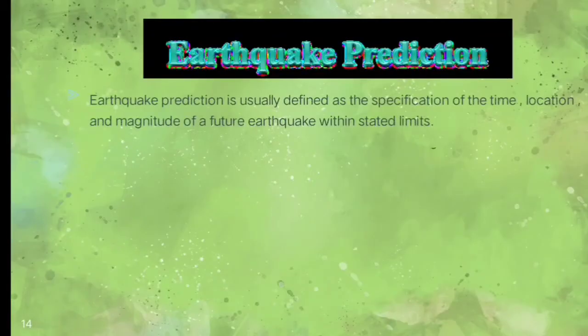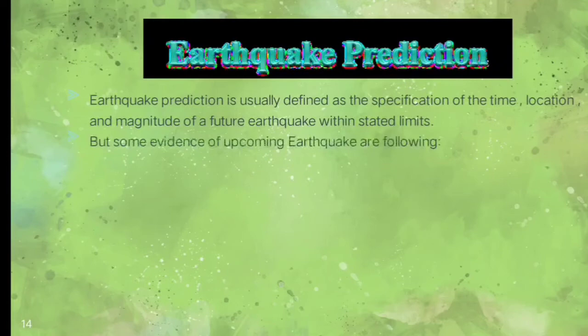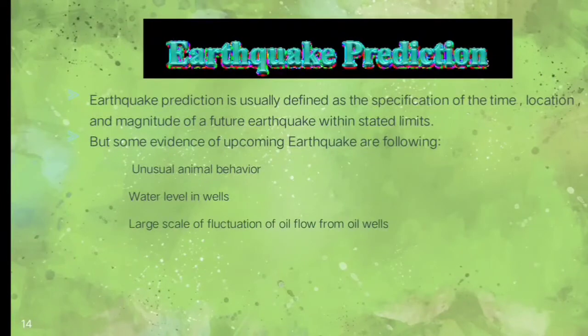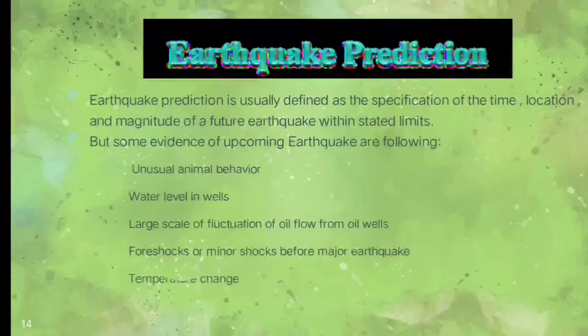Earthquake prediction. We could somehow predict the earthquakes on seeing some abnormal activities of nature, birds and animals. Sometimes water level increases and decreases in wells, large scale of fluctuations in oil flow from oil wells, foreshocks or minor shocks, temperature changes, uplifting of Earth's surface, and changes in seismic wave velocity.